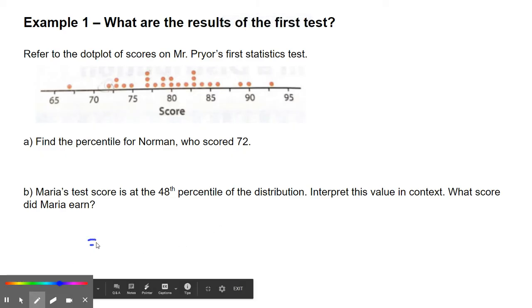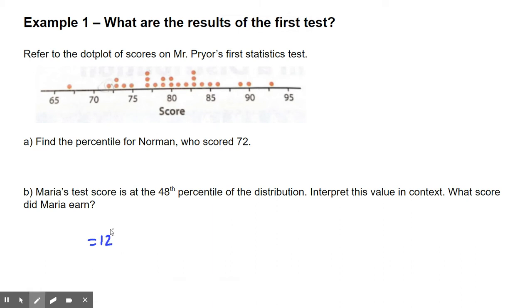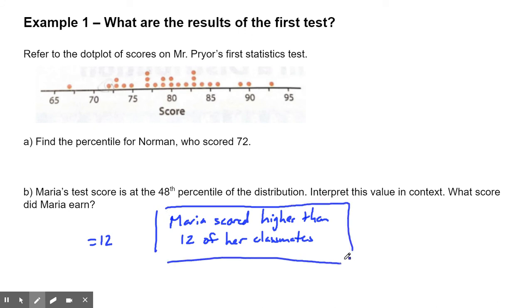So that equaled 12. What this means is Maria scored higher than 12 of her classmates. She scored higher than 12 of her classmates. That's what it means by saying that she's at the 48th percentile. It means 12 of her classmates scored lower than her.